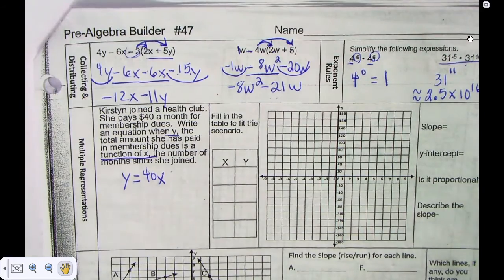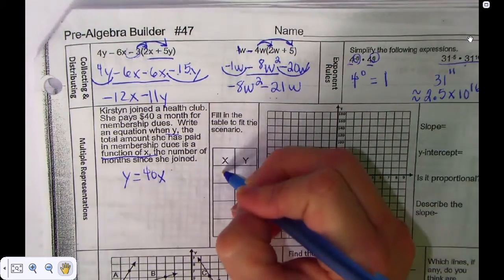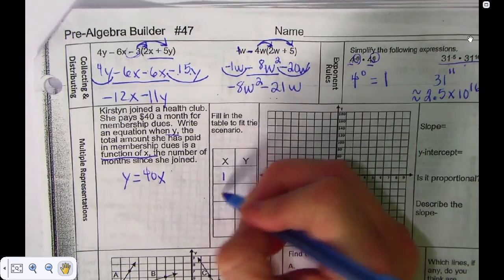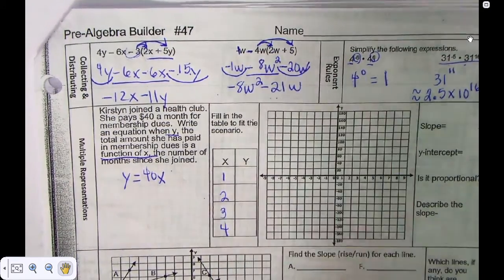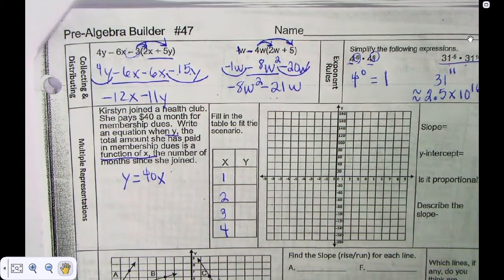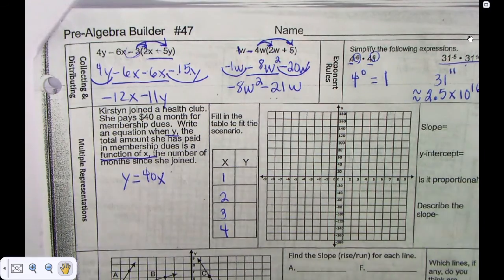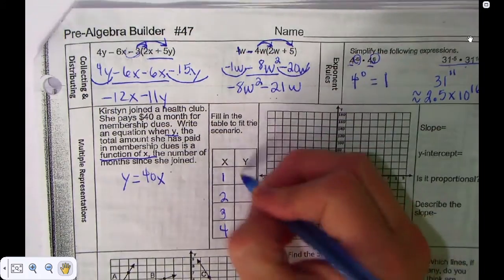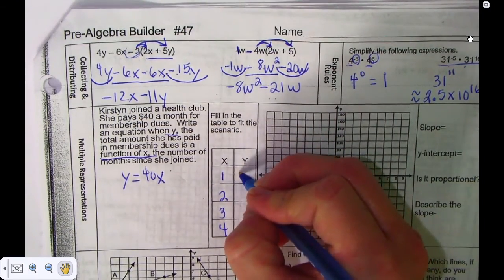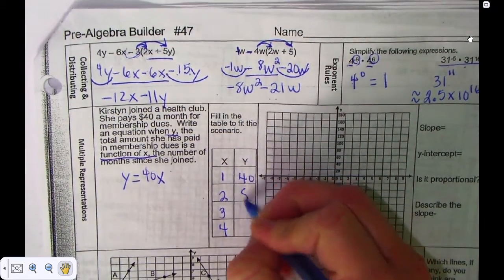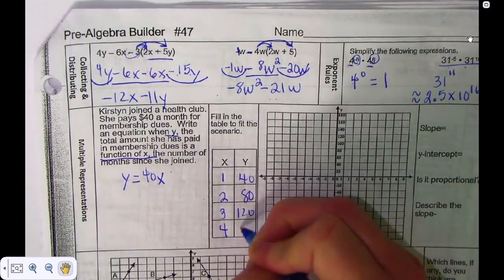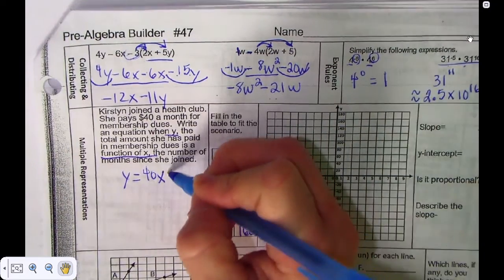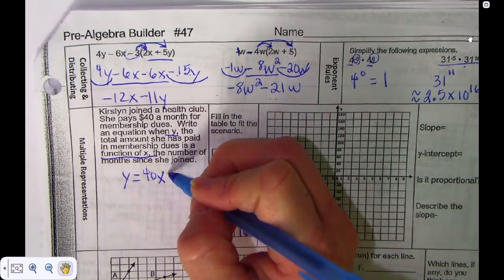Let's think about how many months that could be. Oh, we're getting smarter. Why would we want to put 1, 2, 3, 4? It's easier because now all we have to do is the pattern, don't we? 40, 80, 120, 160. And hey, is this proportional? Why?